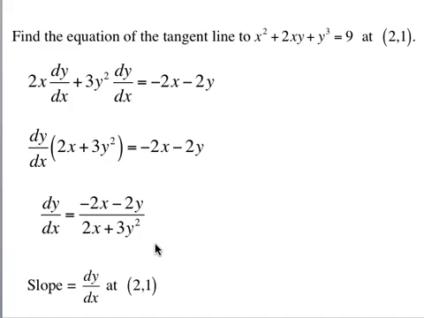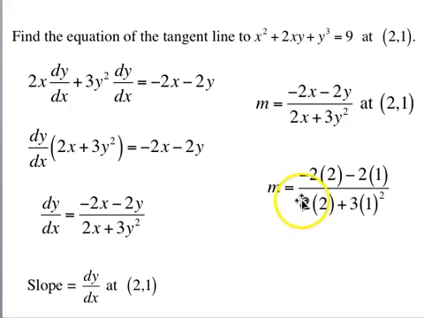So indeed, our slope is dy dx evaluated when x equals 2 and y equals 1. Negative 2 times 2 minus 2 times 1, negative 4 minus 2. It looks like negative 6 upstairs. Downstairs, 2 times 2 is 4, plus 3 times 1 squared is 3. It looks like 7 downstairs. So you get a slope here of negative 6 over 7, and we were given our original point of 2, 1. If we have a slope and a point, we can find the equation of the line.